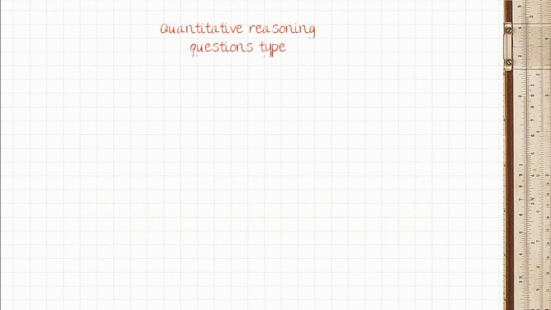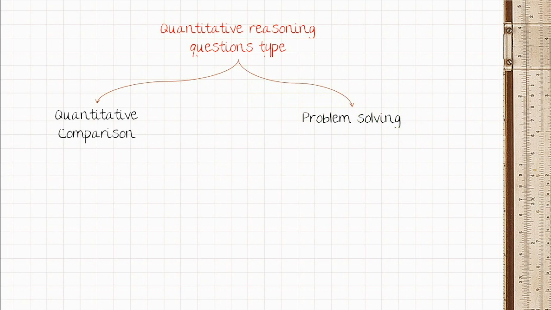There are various types of questions which can be asked in quantitative reasoning. There are basically 2 types. One is quantitative comparison, where you'll be given 2 quantities and you have to find the comparison between these 2 quantities based on some already given data. And the second one is problem solving. These are the traditional problem solving questions. The question will be given and you have to find out the answer and give it.